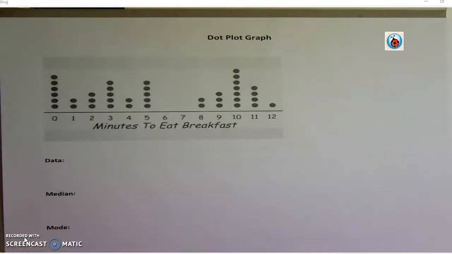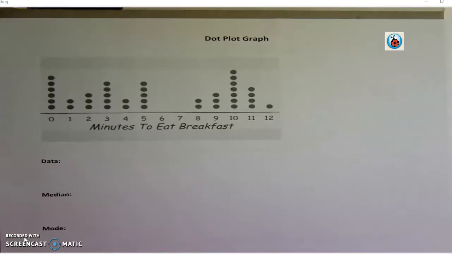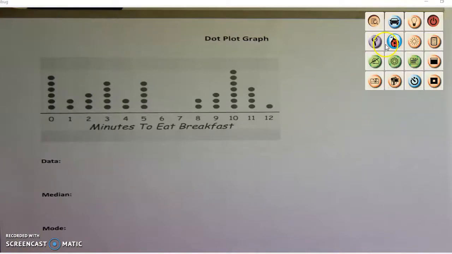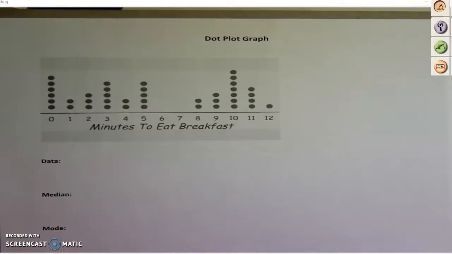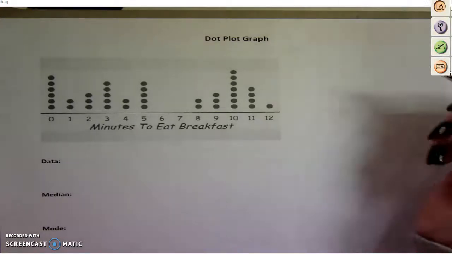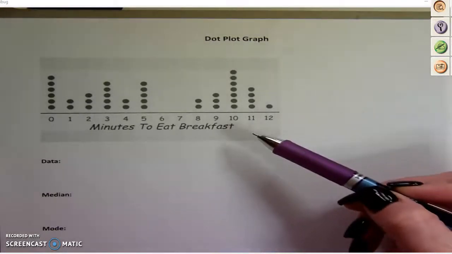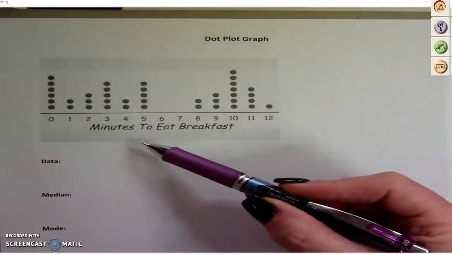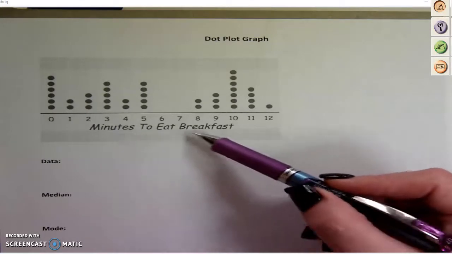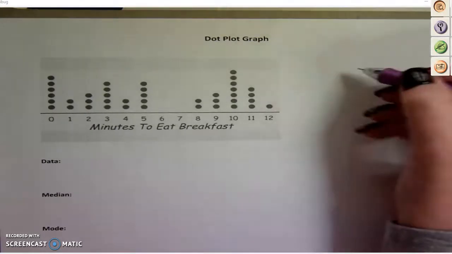In this video, we're going to talk about dot plot graphs. Dot plot graphs have the purpose of the frequency table that you have worked with in elementary grades. Just as a reminder, the graph that we're analyzing has a set of data that is telling us how many minutes people take to eat breakfast.